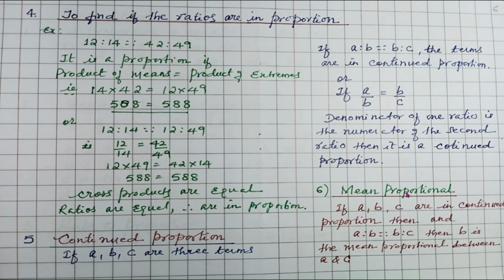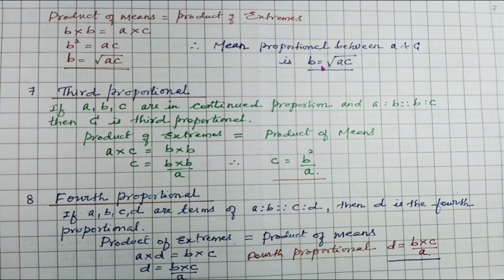Remember that. Now mean proportional. If A, B, C are in continuous proportion, that is A is to B proportion B is to C, then B is called the mean proportional between A and C, and that can be found out by taking the product of the means and the product of the extremes, that is B into B, B square, is equal to A into C, or B is equal to square root of AC. Rather, the mean proportional between A and C is B, and that is equal to root of AC. Remember that.